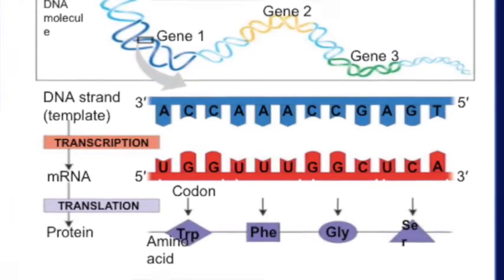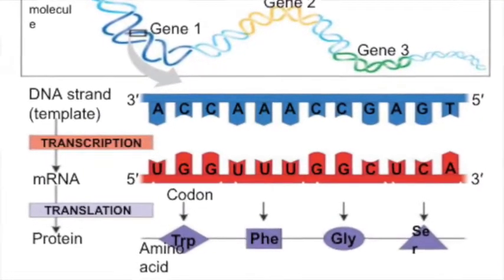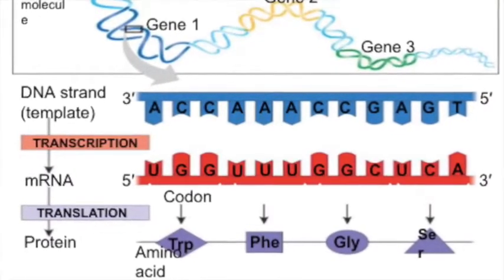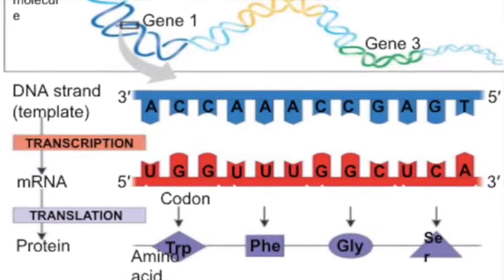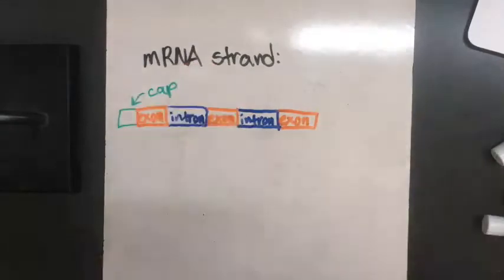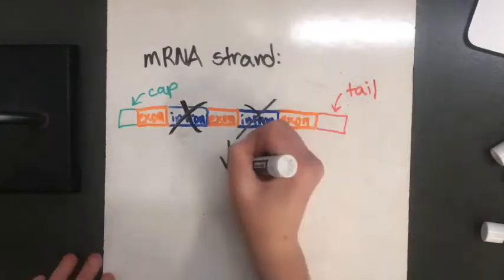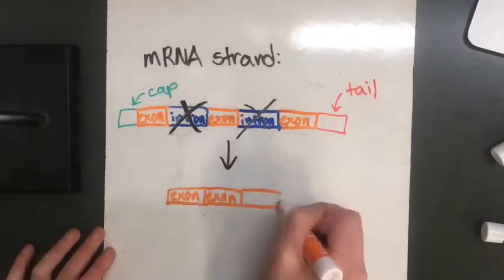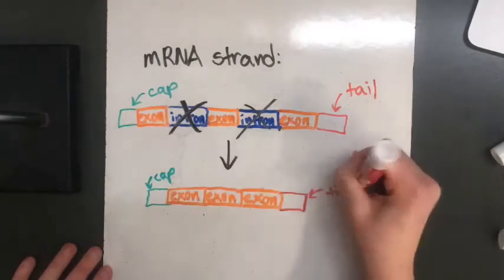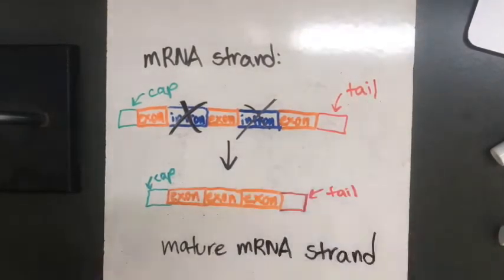RNA editing is done between transcription and translation. The purpose of RNA editing is to edit the mRNA created from transcription to ensure the correct protein is made. First, a cap and a tail are added to either side of the mRNA strand. The cap and tail act as a protective barrier so the molecule doesn't break down. Then, the non-coding introns are cut out from the molecule, leaving the remaining exons to be pieced together. The end result is a mature mRNA strand.